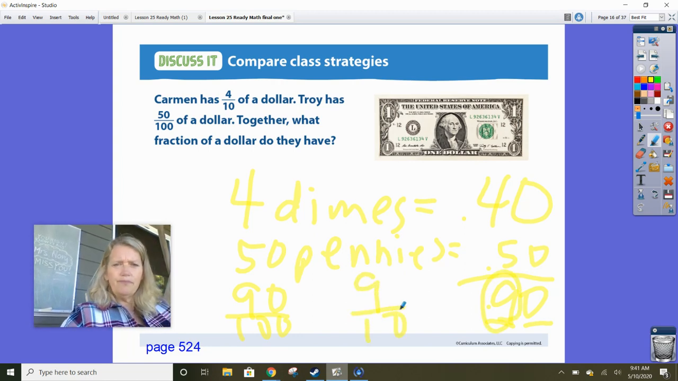So that's one way to do it. If you want to go straight to decimals and then bring it back to fractions, because it did want us to put it in fractions. But you could draw a picture too.